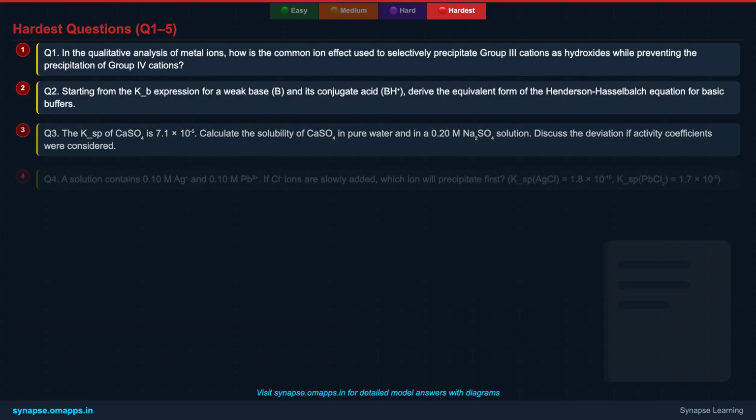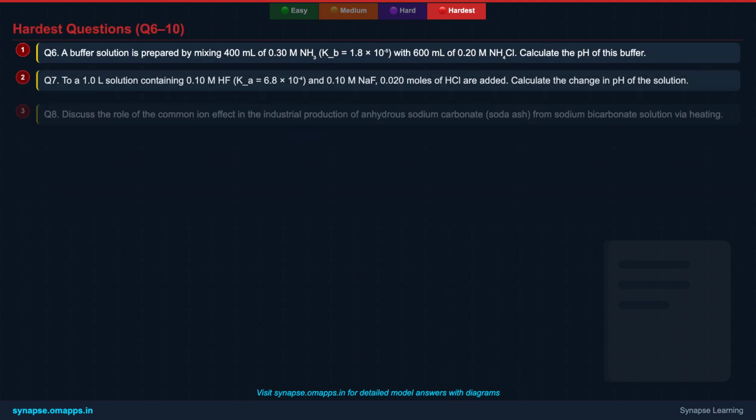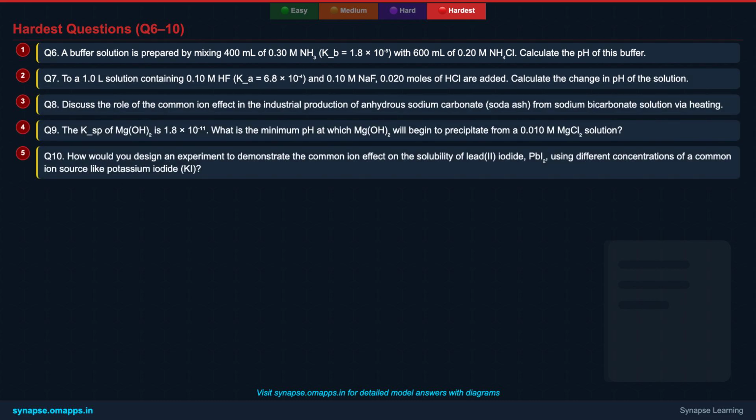You've now explored the common ion effect at its most challenging. Here are 5 advanced questions to test your comprehensive understanding, covering derivations, complex scenarios, and intricate calculations. Take your time to analyze each problem thoroughly. Let's continue with the remaining 5 questions. These problems demand a deep conceptual understanding, analytical rigor, and the ability to apply multiple chemical principles simultaneously. This is the level of mastery required for top performance in JEE Main and Advanced. Give them your best shot.